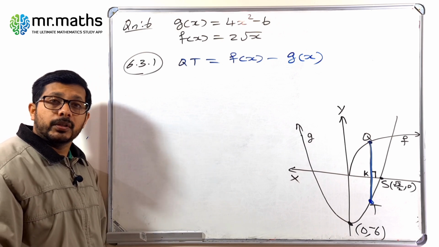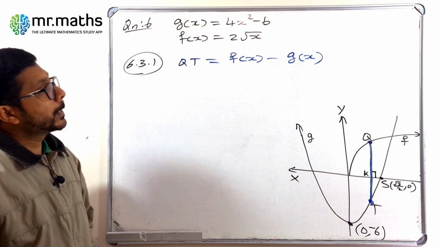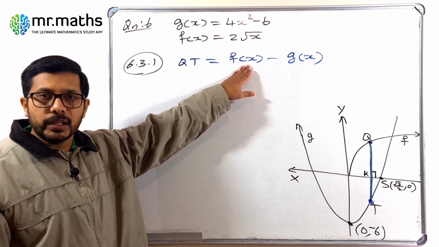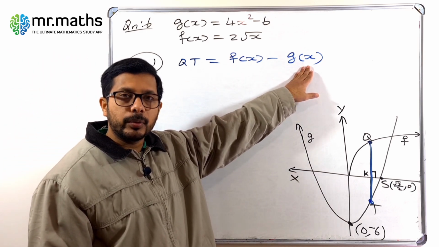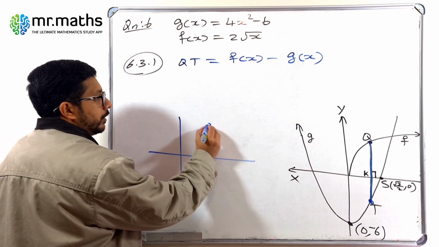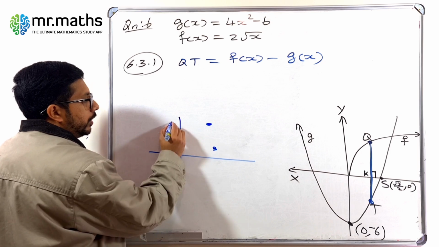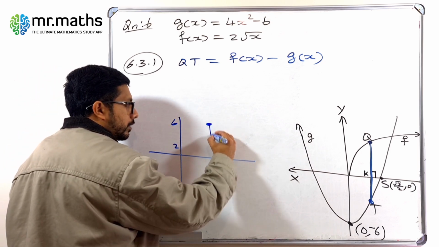What is the meaning of that, guys? Why can we write it like that? The length of QT is f of x minus g of x. You know, this f of x is y, g of x is also y. They are talking about y. So let me give an example, then you can understand clearly. There are 2 points here. Here the y value is 2, here the y value is 6. What is this distance?